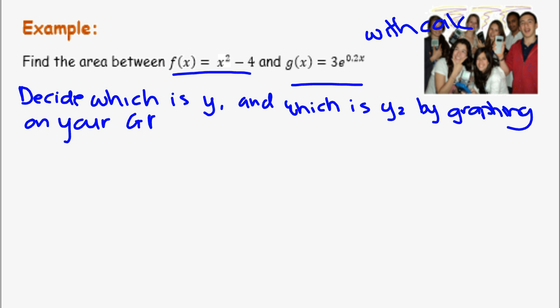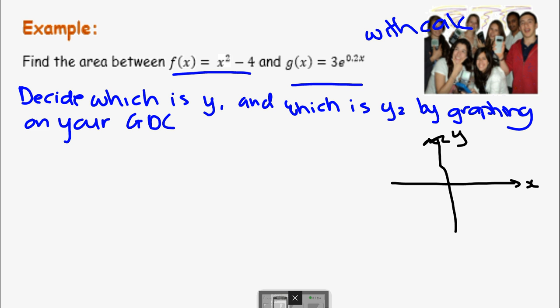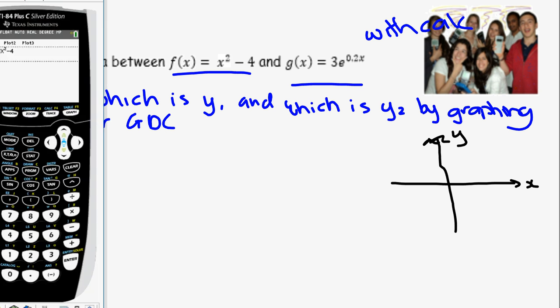So we're going to graph both of those, and feel free to graph them on your calculator to practice your graphing. Okay, so graph them on your GDC. Graphing display calculator is what it kind of stands for. So you're graphing x squared minus 4 and 3e to the 0.2x. Do you remember how to find e? This is good practice finding where e is.